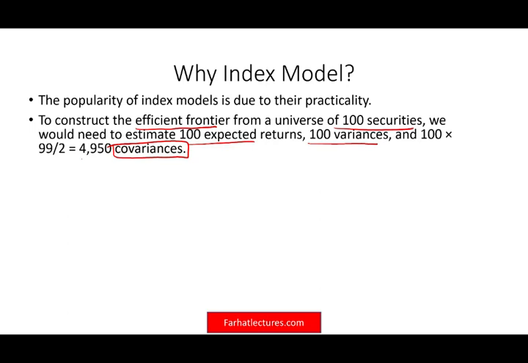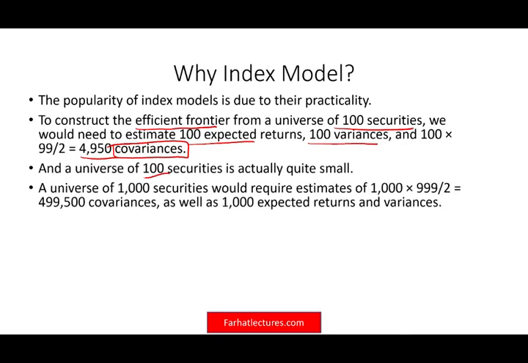So we need basically 4,950 covariances alone. And we're only talking about 100 securities. So if we are dealing with 1,000 securities, what's going to happen? We need to compute almost 500,000 covariances, 1,000 expected returns, and 1,000 different variances.